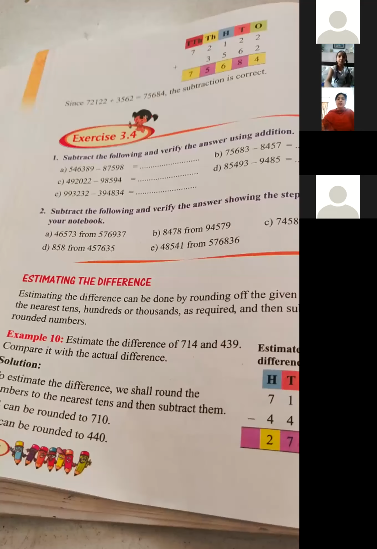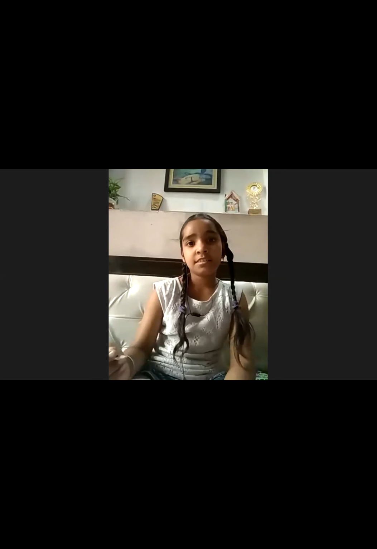Now, we have to check the answer. How to check the answer? The formula is difference plus subtrahend. Everyone write down. Difference plus subtrahend is equal to minuend. This question only you have to check.